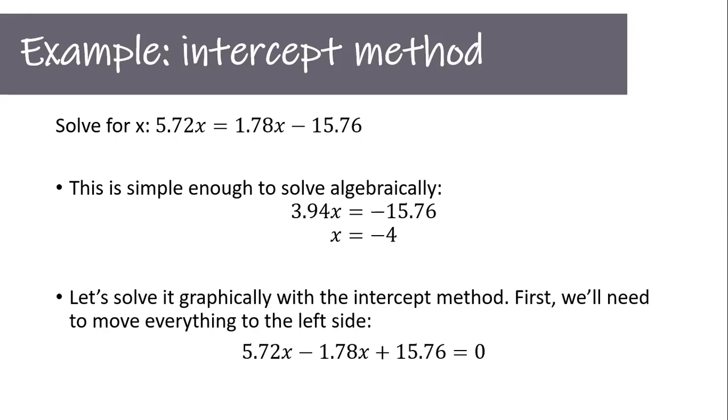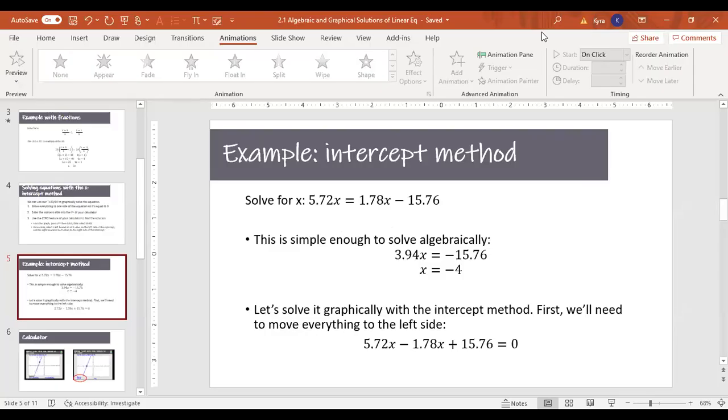So let's solve it graphically using that zero method, the x-intercept method. So remember that first we need to move everything over to that left side. So 5.72x minus 1.78x plus 15.76. Now you may notice here that you could combine those like terms just like if we were solving algebraically, and you're welcome to, but you certainly don't need to because our calculator is smart enough to do it for us. If you want to combine like terms, I would just encourage you to be very careful, because if you make a mistake there, then you'll get a wrong answer and there was no benefit for simplifying there. So let's go ahead and put this into our calculator.